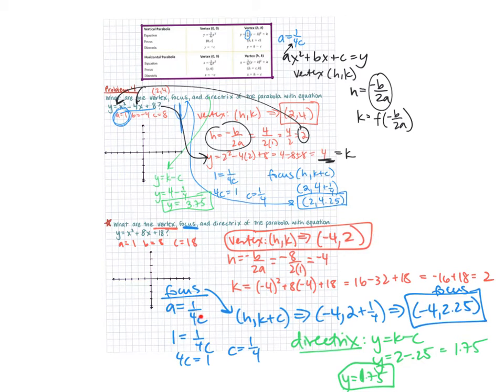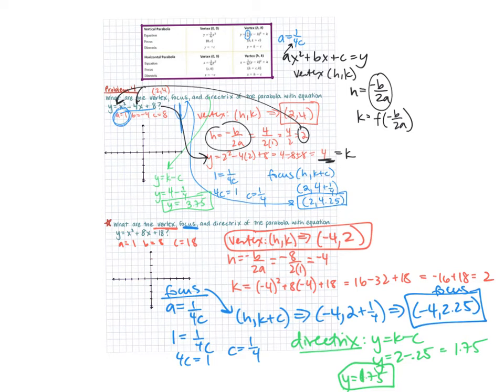Use your a to find your c, which was 1/4, and then plug that into your formula for your focus, which would be negative 4, comma 2.25. And then the directrix is y equals k minus c, which was y equals 1.75.